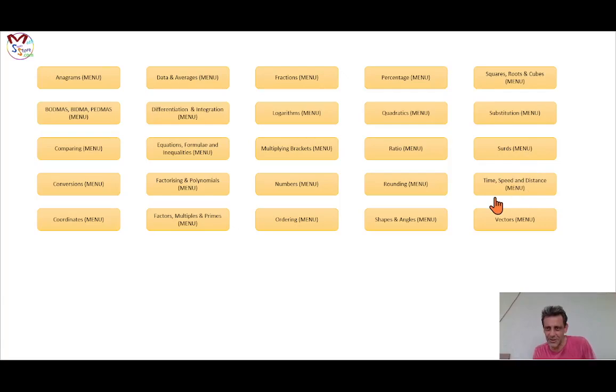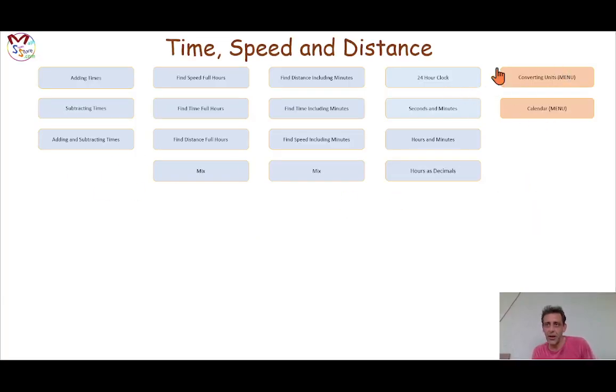Oh, I just pressed the wrong button. But that was surds, and now time, distance, speed. On the right hand side we've got converting units. That would be the menu, including millimeters to meters, miles to kilometers, the distance parts of it, and hours to decimals is already there. So we can add times, subtract times, and mix adding and subtracting times. Find speed in full hours, find time in full hours and distance in full hours, and we can mix each of them. Find distance, time and speed, including minutes, and 24-hour clock, seconds to minutes, hours to minutes, and hours as decimals.